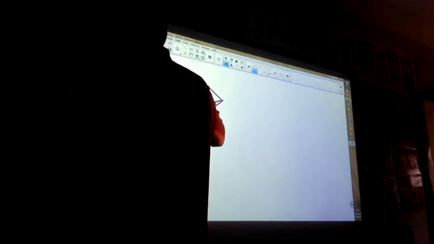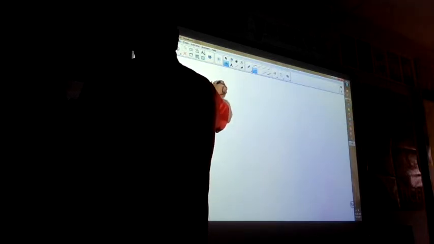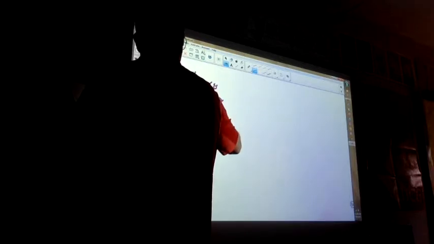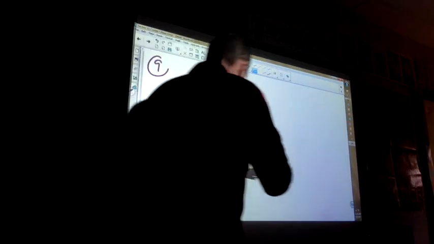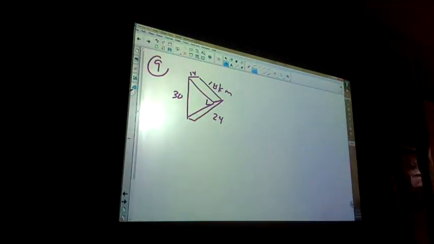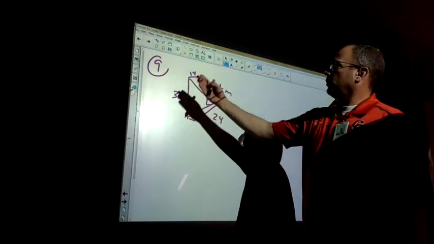So that's 30. The depth is 14. This is 18. This is 24. This is all in kilometers, right? But we want to find the volume. So is this a pyramid or a prism? Prism. Prism with a base of what? A triangle base, okay? So my bases are the front and the back triangle.